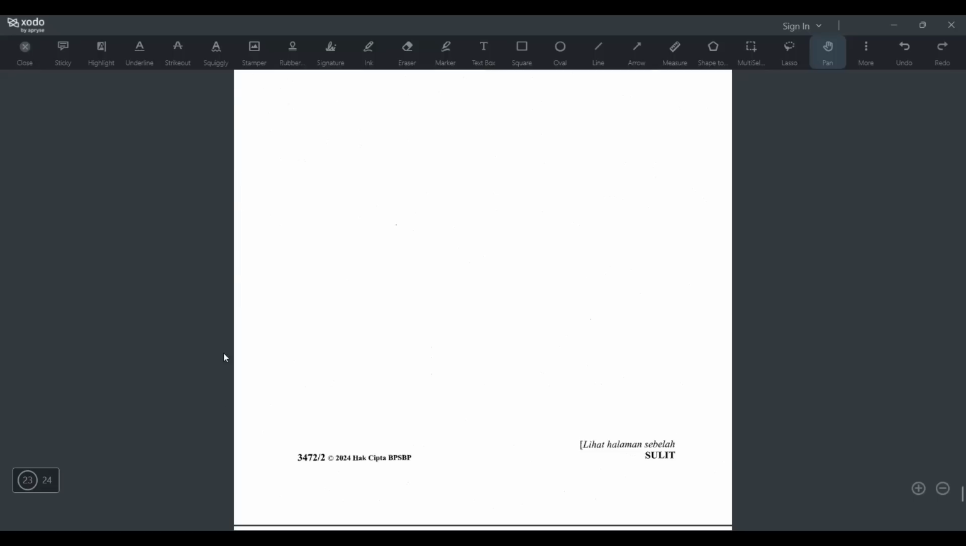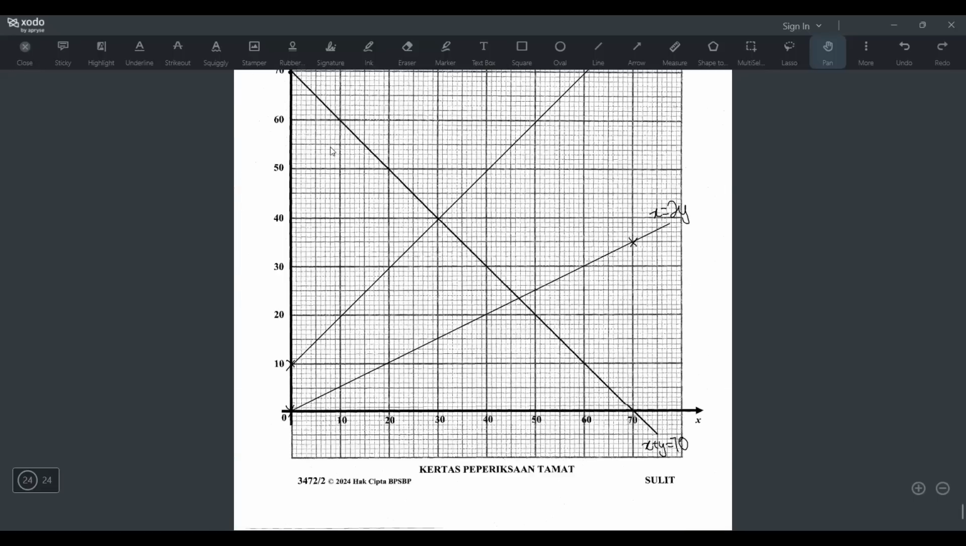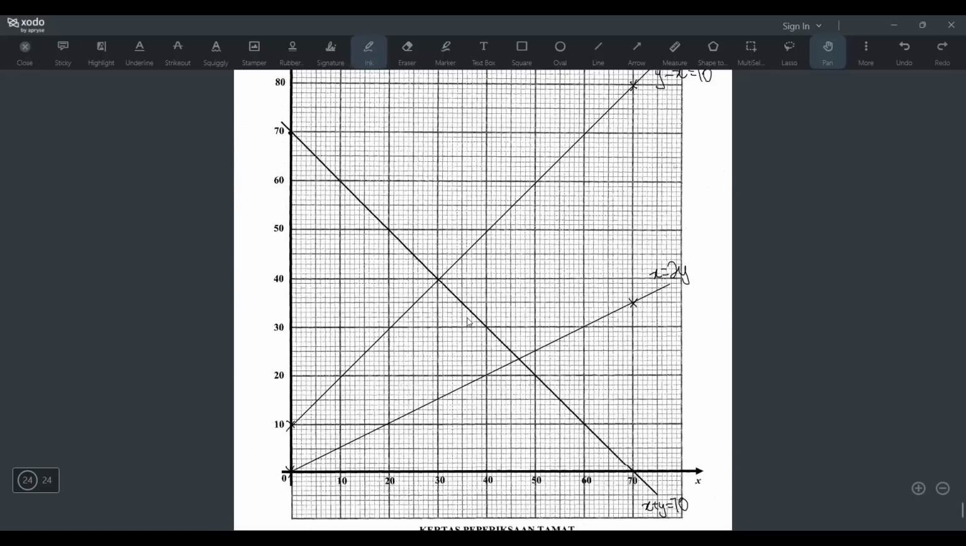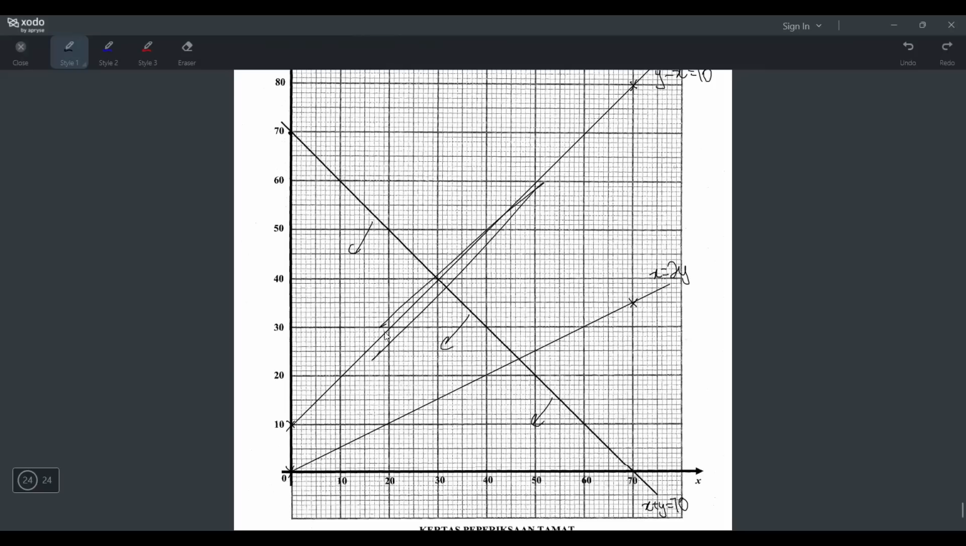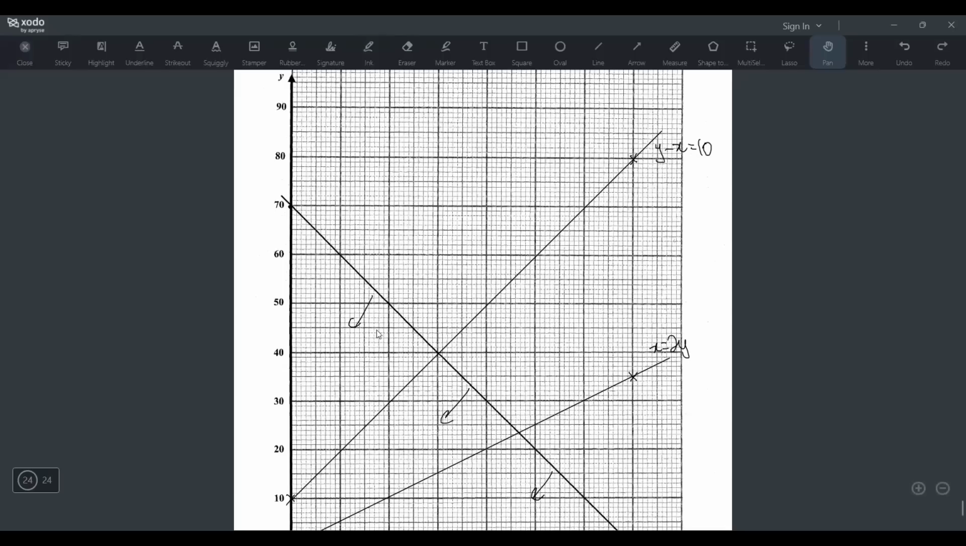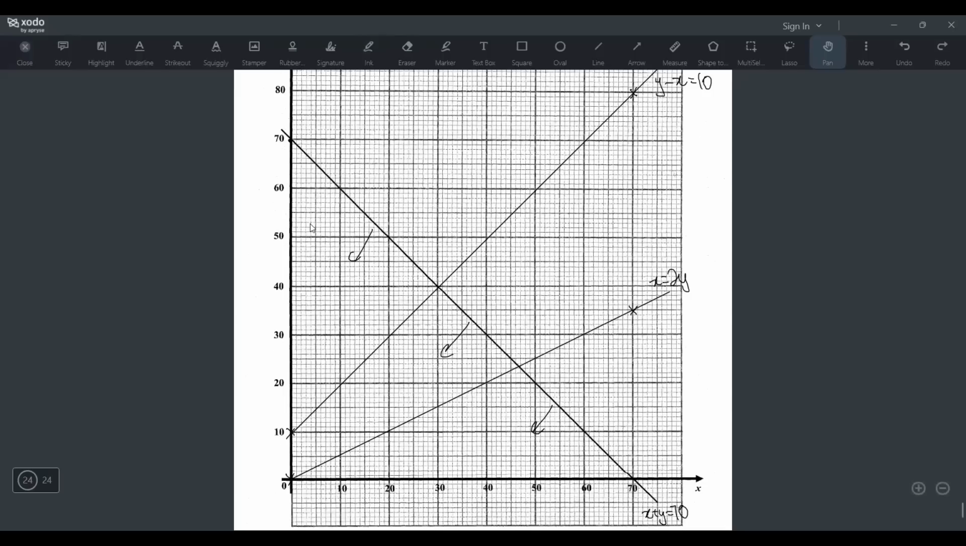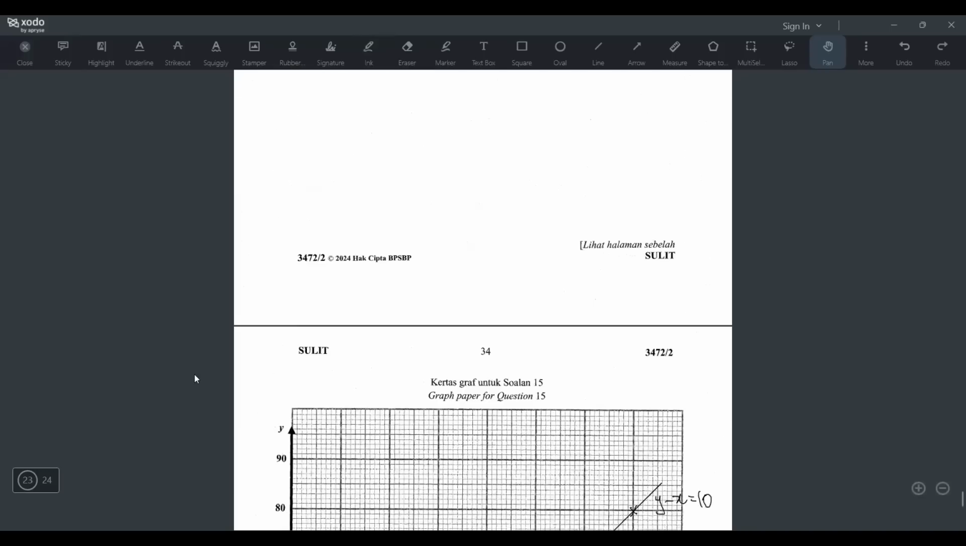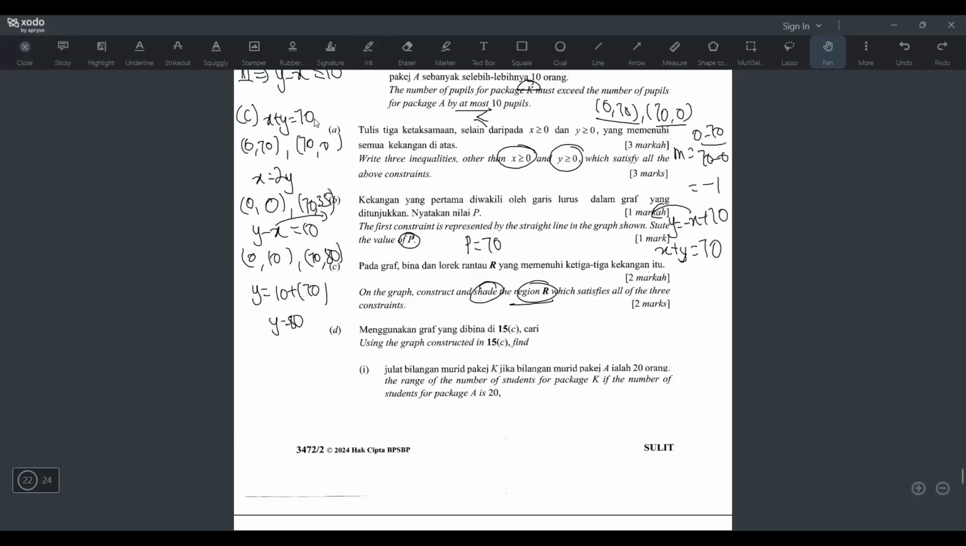So, let's go to this line. X plus Y equals 70. Ambil bawah garisan, sebab smaller. So bawah garisan, bawah garisan. Okay, this line. You jangan pergi tengok line ni, itu salah. That's why I ask you to write the equation lah, so that you don't confuse which line. So this line is the one. This is the first line. Okay, the next line.